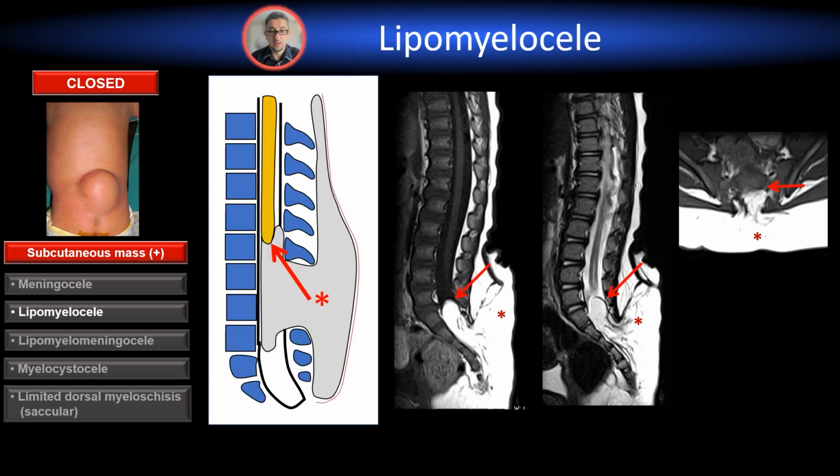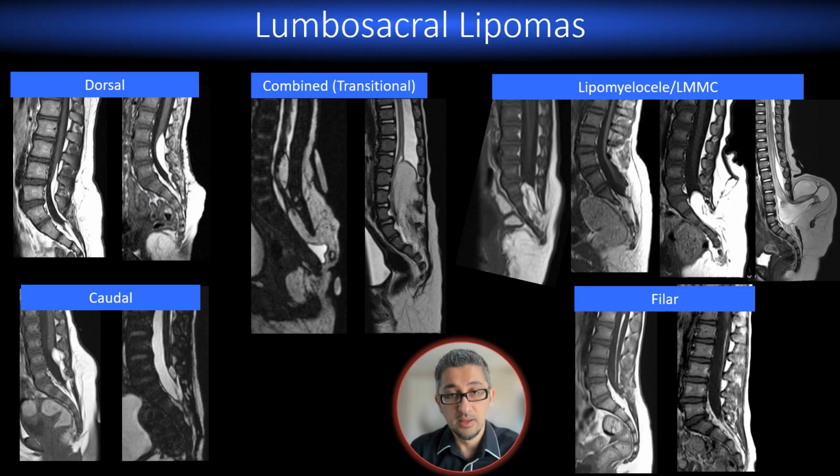However, in lipomyelocele, the placoid-fat interface is within the spinal canal. The lumbosacral lipomas have been investigated significantly in recent years, and we can describe them as dorsal lipomas if the fat is attached to the spinal cord from the dorsal aspect. It is called caudal lipomas if it is attached to the spinal cord from the caudal aspect. These are all different patients. And there is a combined form, which is dorsal and caudal combined. It's also called transitional form.